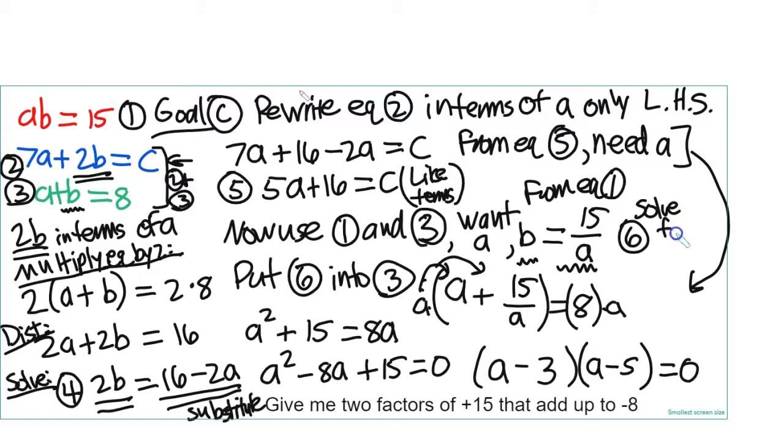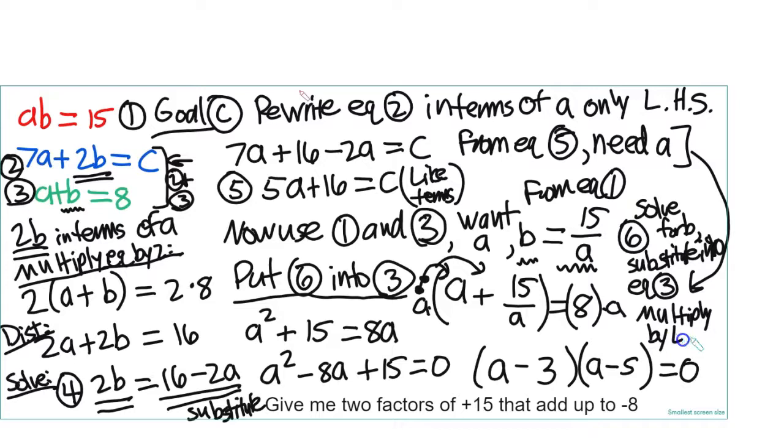Okay. So we solve equation 1 for b, and again, we're going to substitute into equation 3. So we put equation 6 into equation 3. We got a plus 15 over a. Remember, because b is 15 over a, equals 8. We multiplied by the least common denominator, which was a. Right. We distributed here. 8 times a is just 8a. We got a squared plus 15.